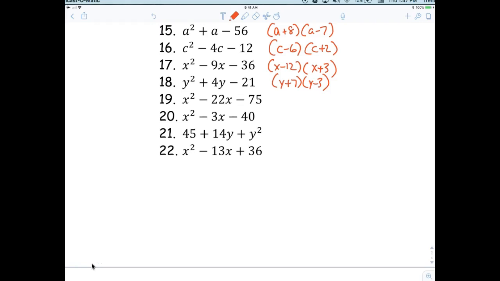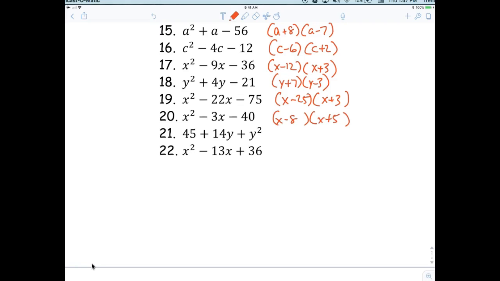19. What do I got? Come on, tell me the factors. Don't just tell me 25 and 3. X minus 25 and x plus 3. 20. X minus 8, x plus 5.